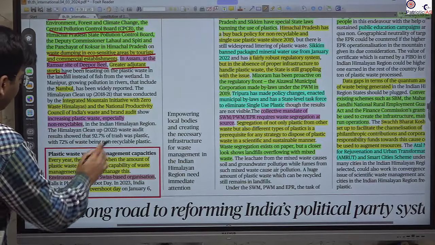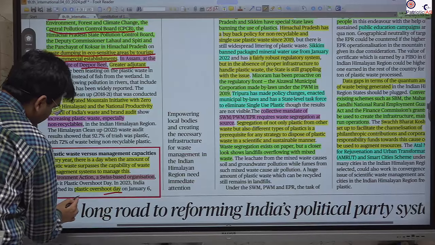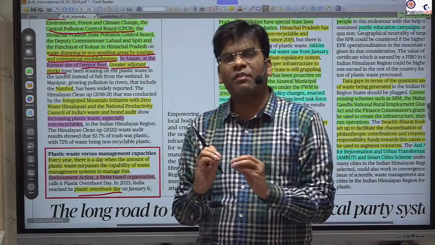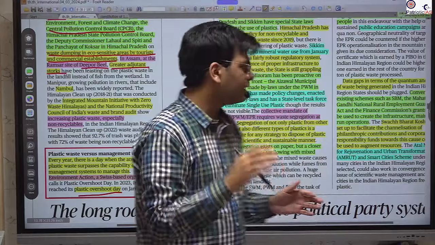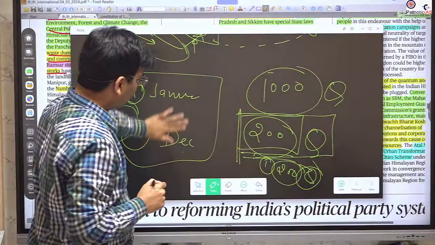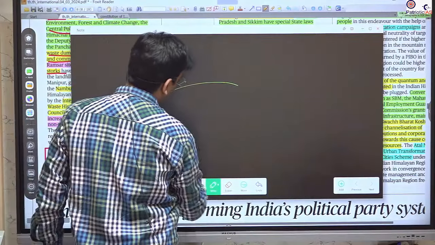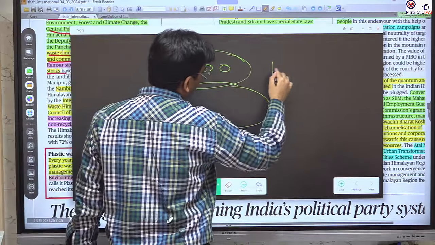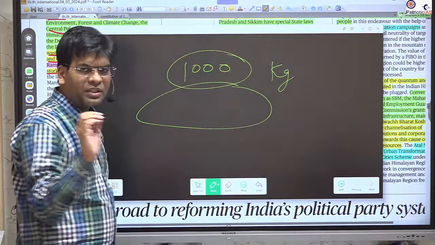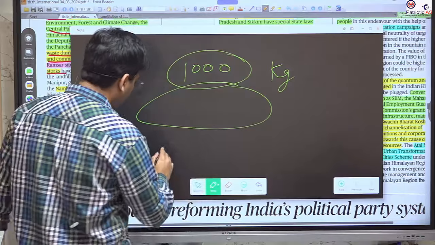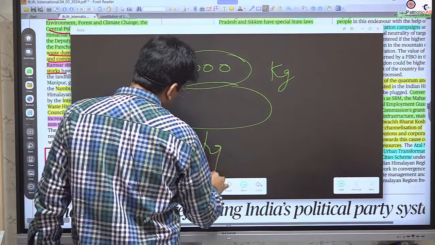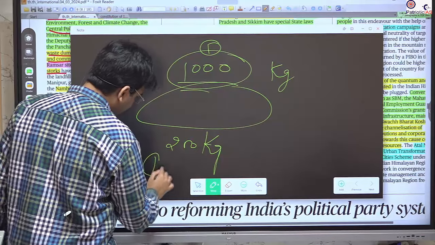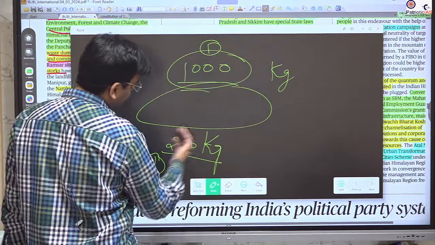Besides that, in the next paragraph, it has given the plastic overshoot day. What is this plastic overshoot day? The day on which the capacity of elimination is exceeded. Just take a simple example: we are able to produce a total quantity of plastic that could be 1000 kg, just assume, and nature can eliminate or consume in a sustainable manner only 200 kg. So if you take 1 year, this is the capacity we produce, and nature in 1 year can consume or eliminate 200 kg.